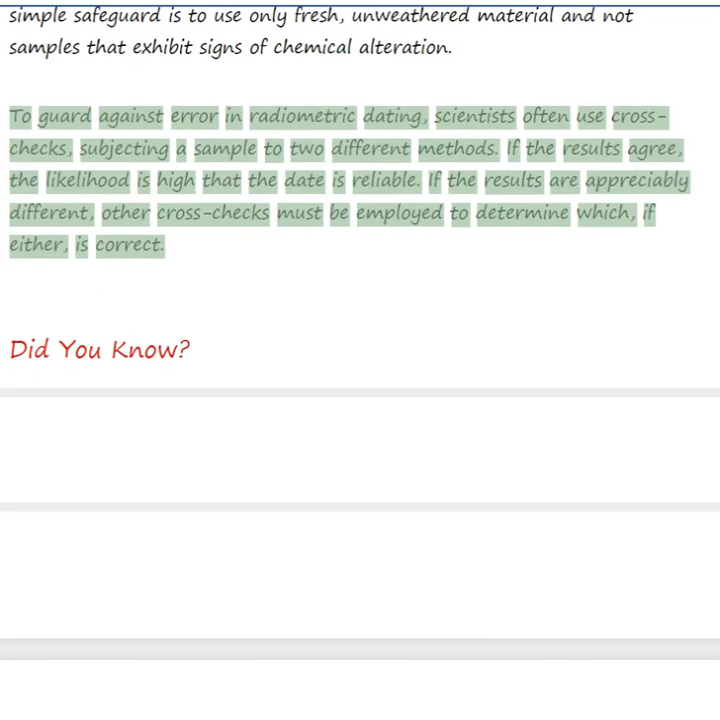To guard against error in radiometric dating, scientists often use cross-checks, subjecting a sample to two different methods. If the results agree, the likelihood is high that the date is reliable. If the results are appreciably different, other cross-checks must be employed to determine which, if either, is correct.